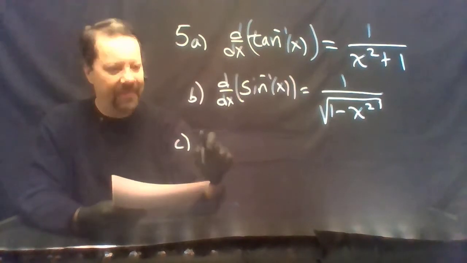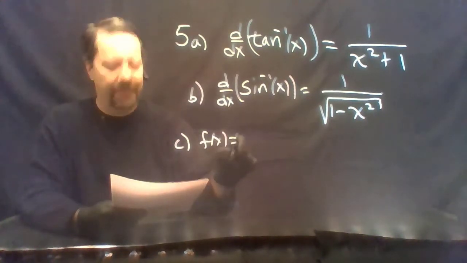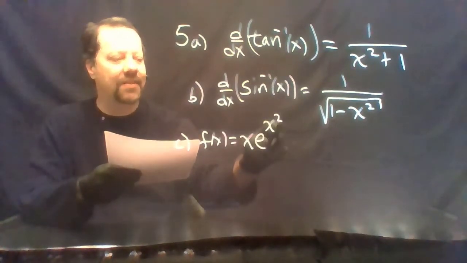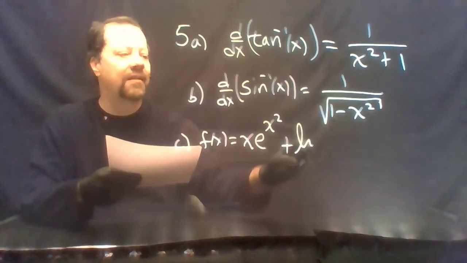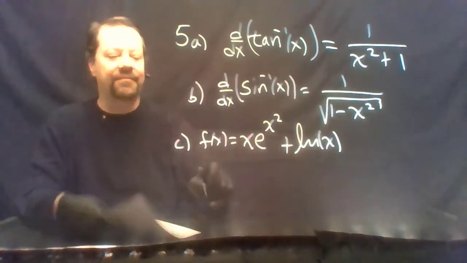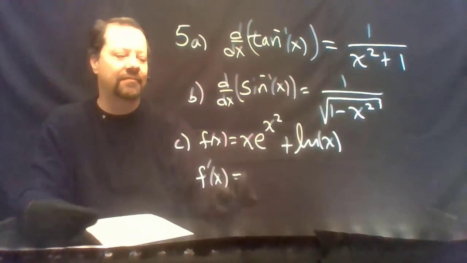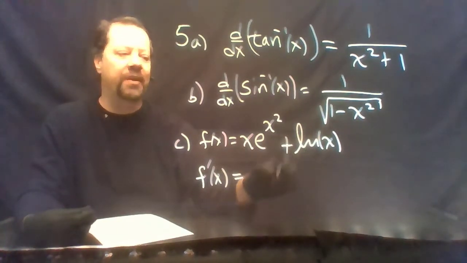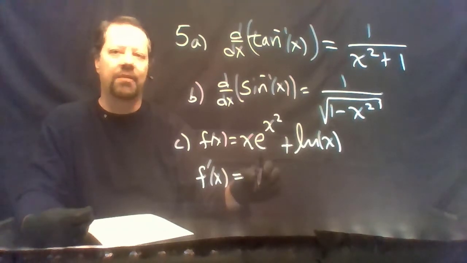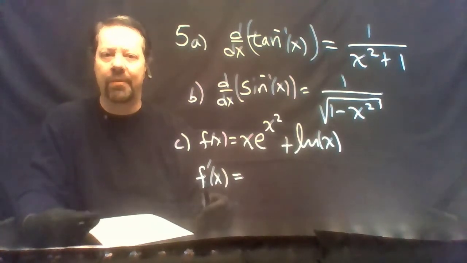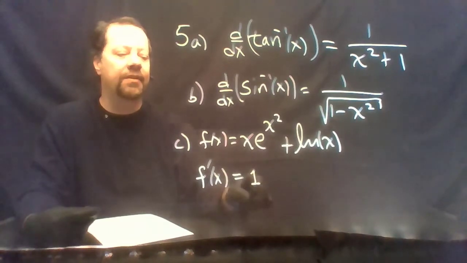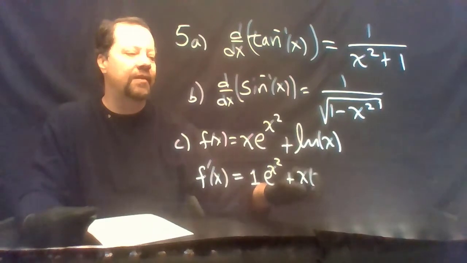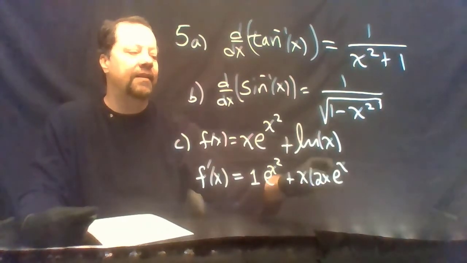And part C, the function that I give you is x e to the x squared plus the natural log of x. On the first term, there are 2 terms. Remember, terms are separated by plus or minus. On the first term, we have 2 factors, so we need to apply the product rule. The derivative of the first times the second plus the first times the derivative of the second.